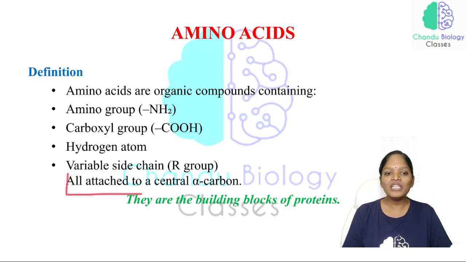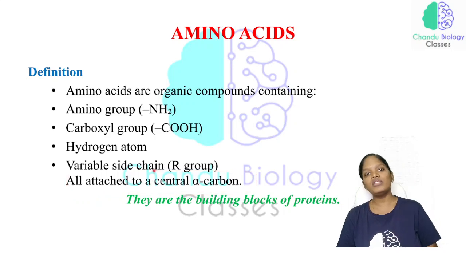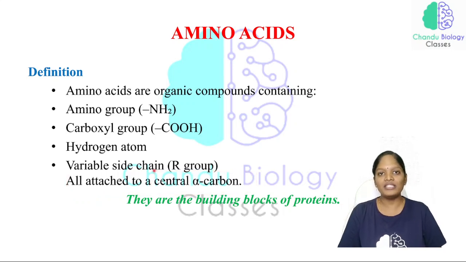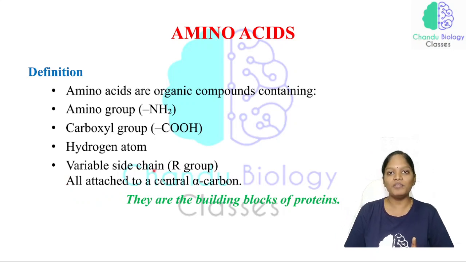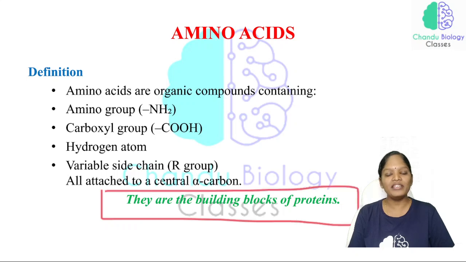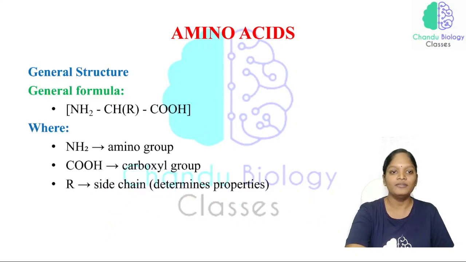Now R is attached to a central alpha carbon, so that is why we keep saying it is an alpha amino acid, as it is attached to a central alpha carbon atom. As there is only one carbon present in it, we are naming that particular carbon as alpha. Now, this is a very important point. This can be frequently expected in an exam. So these are all the building blocks of protein, no doubt about that.